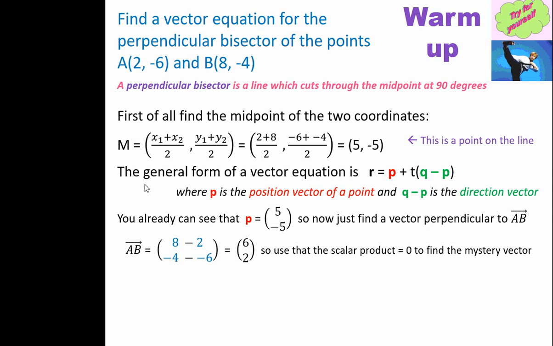You can work out first of all what is vector AB. To work out vector AB, you write the position vector of B minus the position vector of A. So the position vector of B would be (8, -4), minus the position vector of A, which would be (2, -6). Going from A to B, that's how you work it out. The position vector of B minus the position vector of A gives you the vector AB. So (6, 2) is the vector as you go from point A to point B.